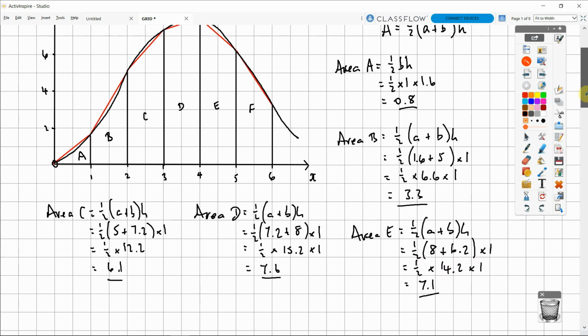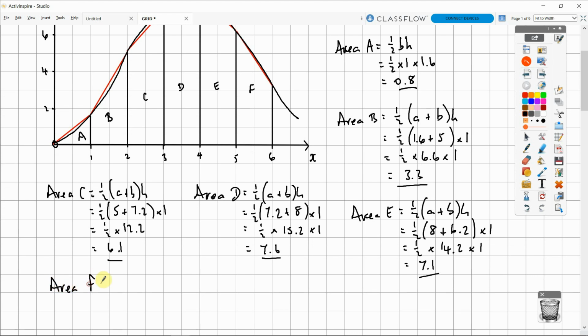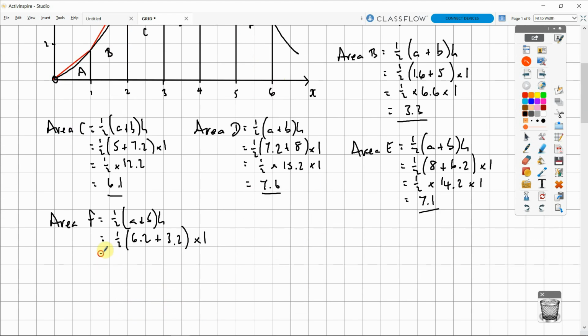And I'm going to have to scroll down a bit. Area F. Final trapezium. The left-hand side of trapezium F, 6.2 plus a bit more than 3.2 times 1, the strip width, 1/2 times 9.4 times 1, so I've got 4.7.